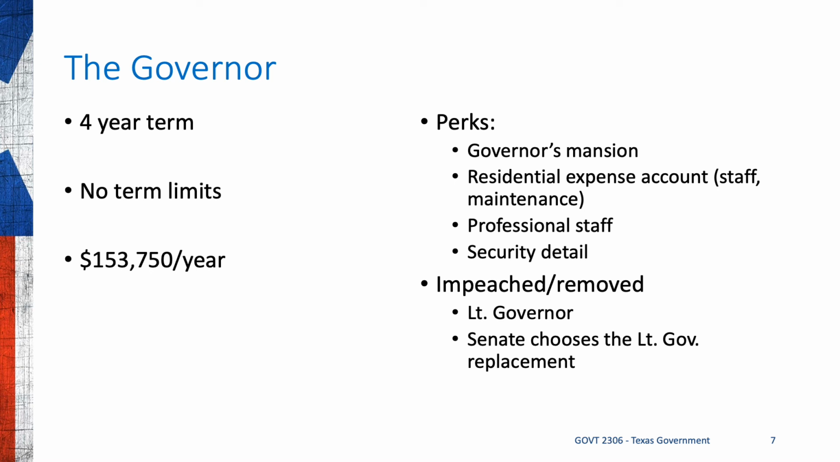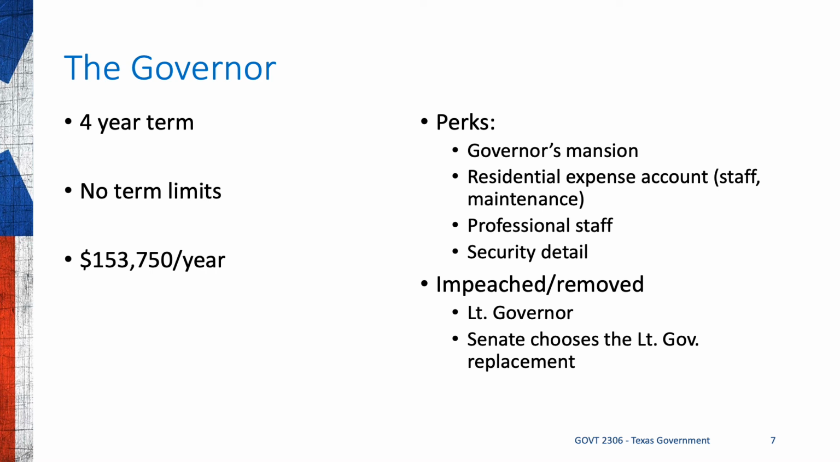Some of the perks are that you have access to living in the governor's mansion. You have a residential expense account, which is not part of the $153,000 a year, and that pays for staff at the mansion and maintenance of the mansion. You have your own professional staff and your own security detail, and that is also not part of the $153,000. That's on top of all that.